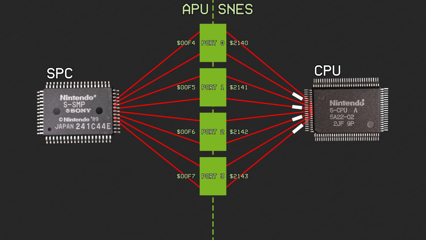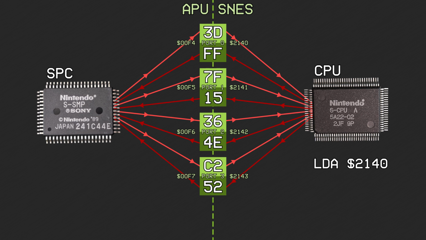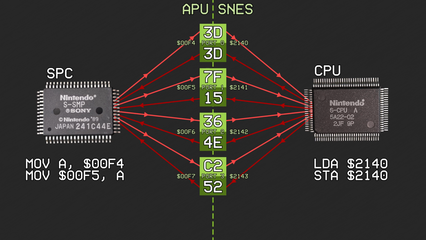One byte is used to hold the incoming data from the CPU, and one is used to hold the outgoing data from the APU. When a register like hex 2140 is read by the CPU, the data in the outgoing buffer is read, and when it is written to, the data in the incoming buffer is overwritten. And just the opposite happens on the APU side. When a register like hex F4 is read, the data in the incoming buffer is read, and when written to, the data in the outgoing buffer is overwritten.